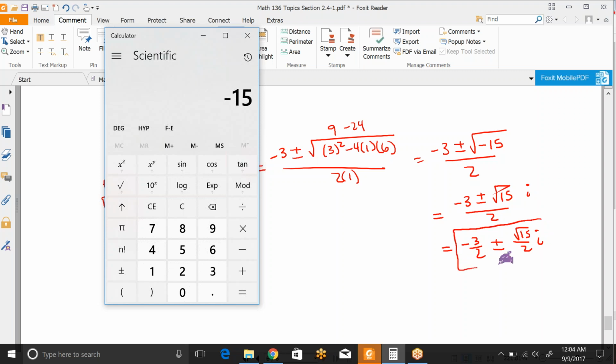Now it's written in a plus bi format. So you don't have to split fractions when there's not an i involved, but when there is an i involved, we need to split them apart.